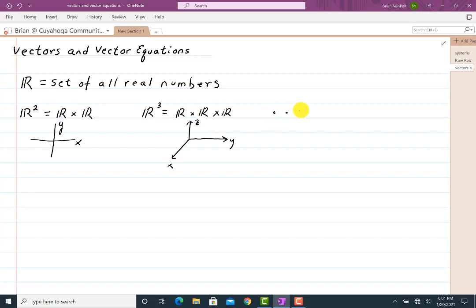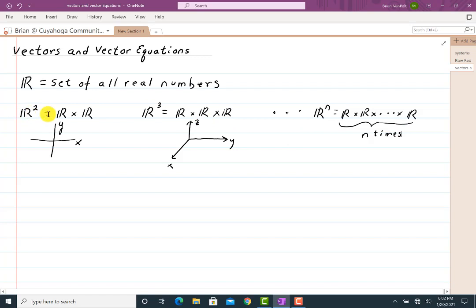And in general, we're going to be talking about R to the N, which is R cross, dot, dot, dot, R, for a total of N times. So we'll do a lot of examples in R2 and R3 because you can visualize them. But then we'll do a lot of work in here when we want to prove general properties of this whole vector situation.